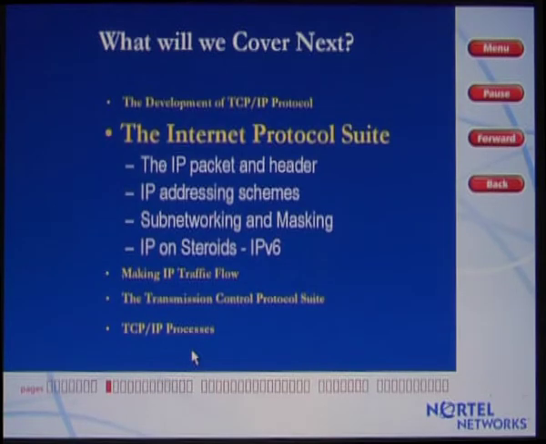In the next section of this training module, we will cover the details of the Internet protocol. On completion of this section, the participant will have an understanding of the IP packet structure, its control header, the format of the IP address, and how to apply masking to these addresses to achieve sub-networking. We will also investigate the future direction of IP with the planned introduction of IP version 6.